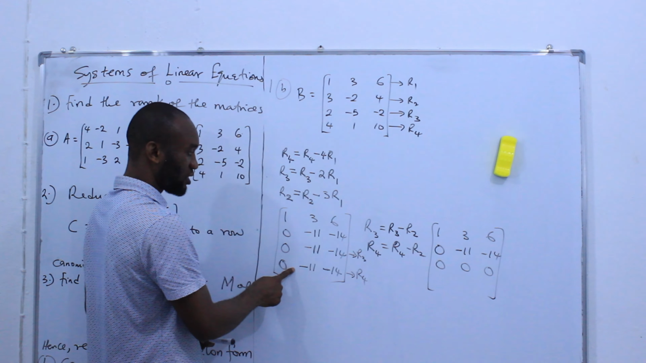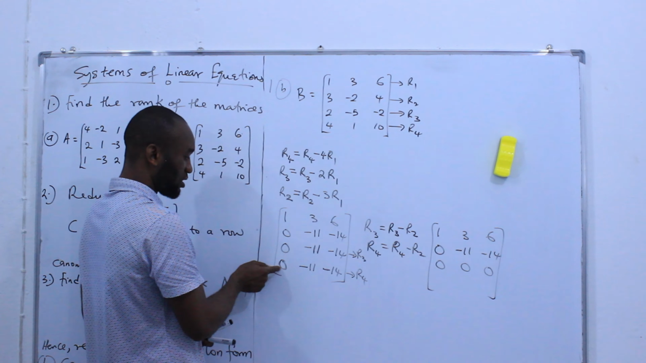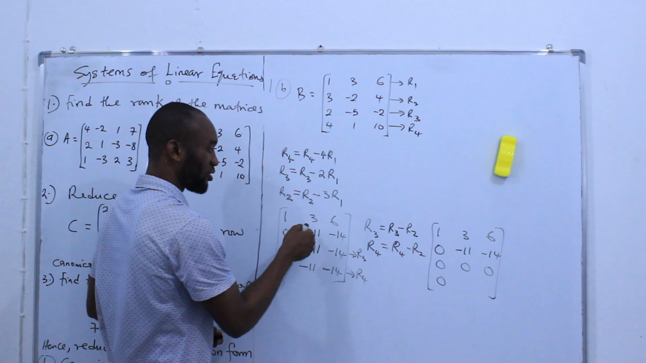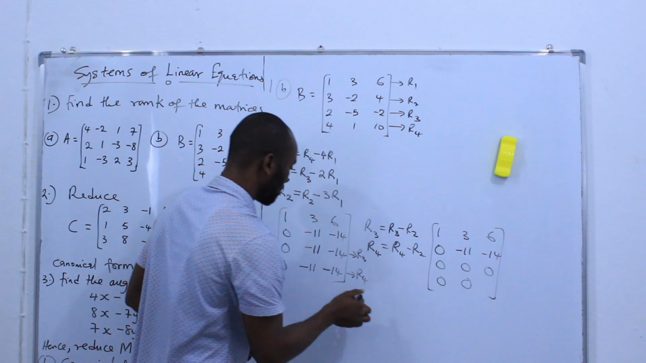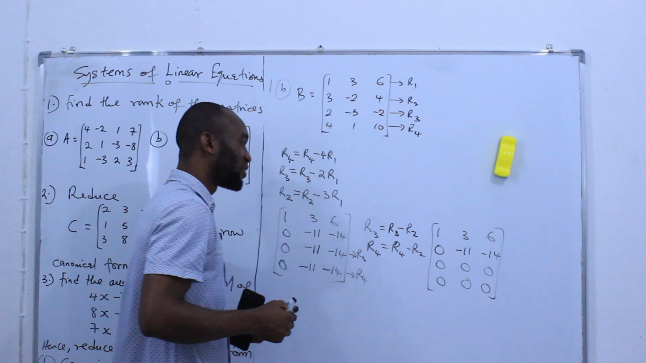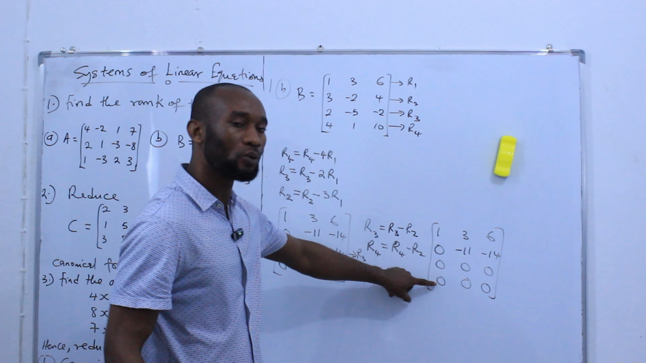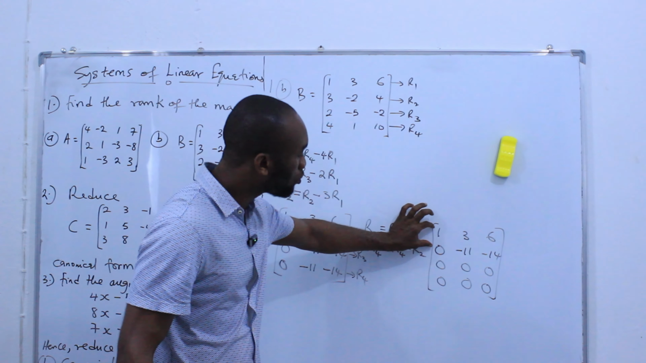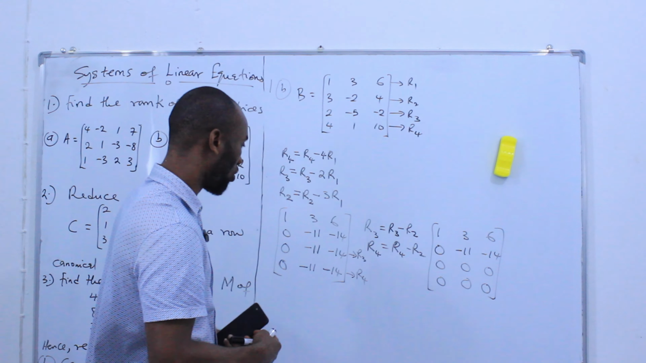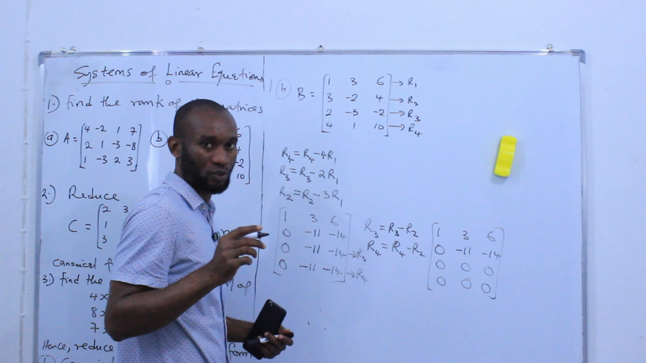The same thing happens here for R4 equals R4 minus R2. 0 minus 0 will give us 0. Minus 11 minus minus 11 will give us 0. Minus 14 minus minus 14 is 0. Now, how many rows are zeros here? We have 2 zero rows. So it's only 2 rows that are not zero rows. Therefore, we have 2 non-zero rows only.